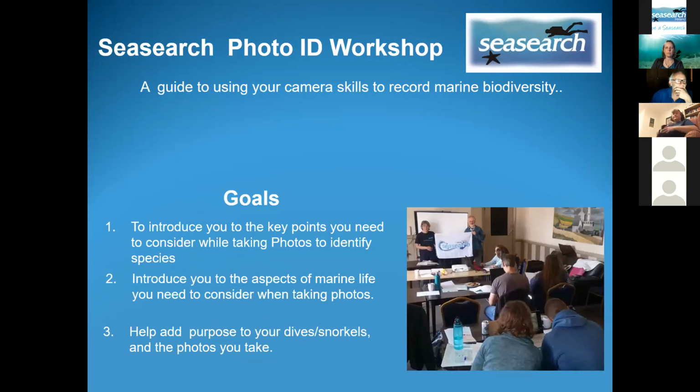So this workshop is meant to be a guide to using your camera skills to record marine biodiversity. To introduce you to the key points you need to consider while taking photographs to identify species, introduce you to various aspects of marine life that you need to think about when you're taking photographs, and then hopefully add more purpose to your dives and snorkels and the photographs you take.